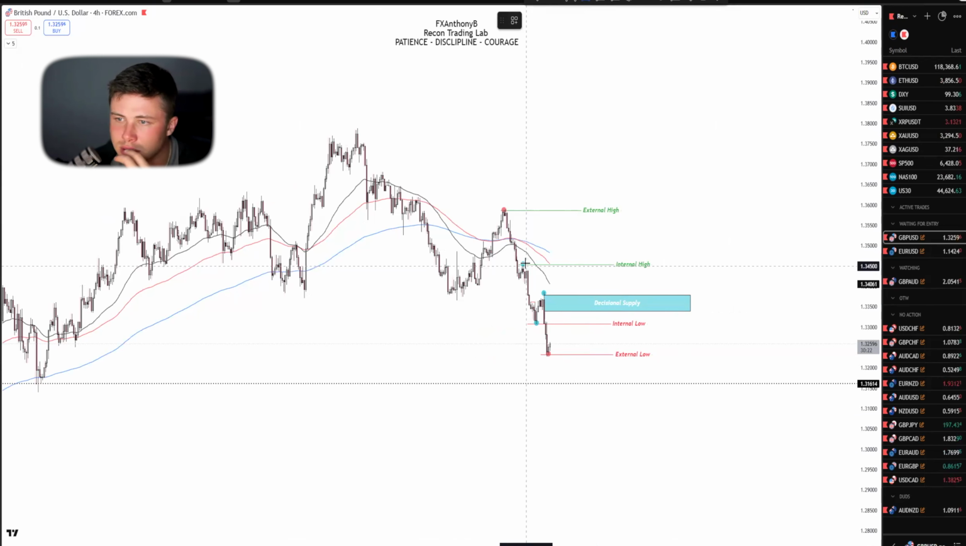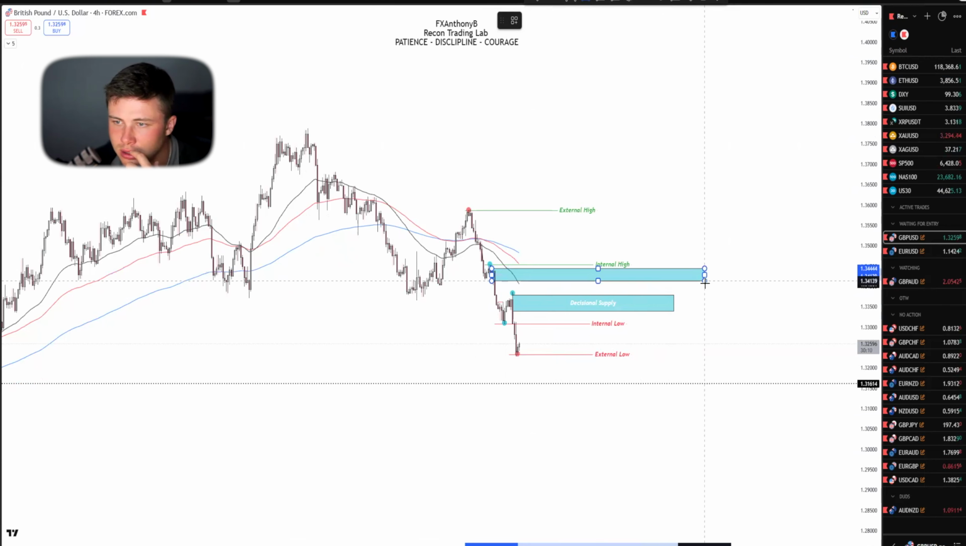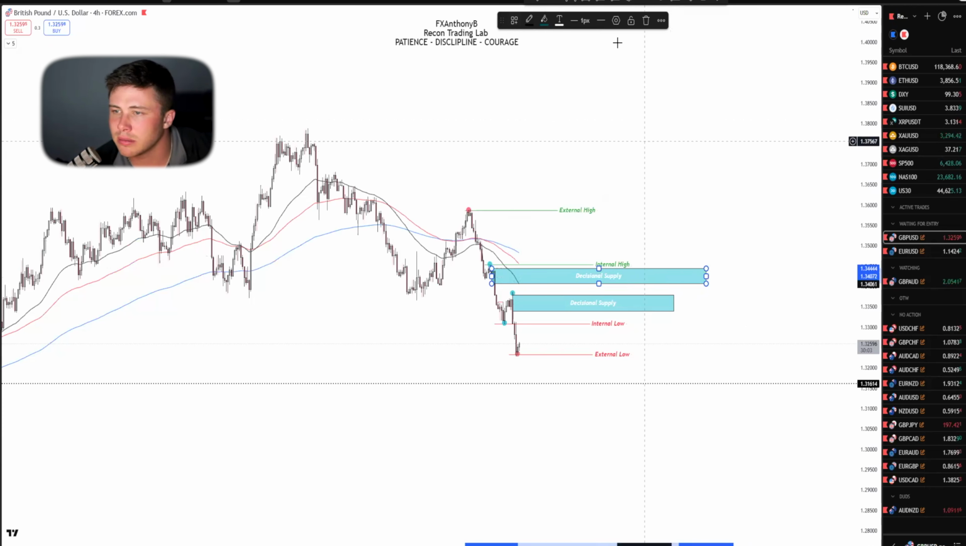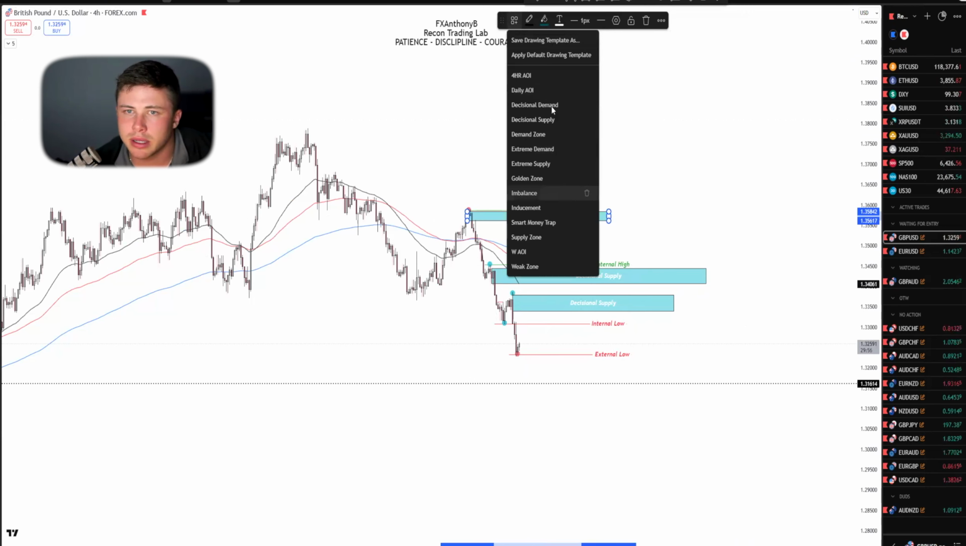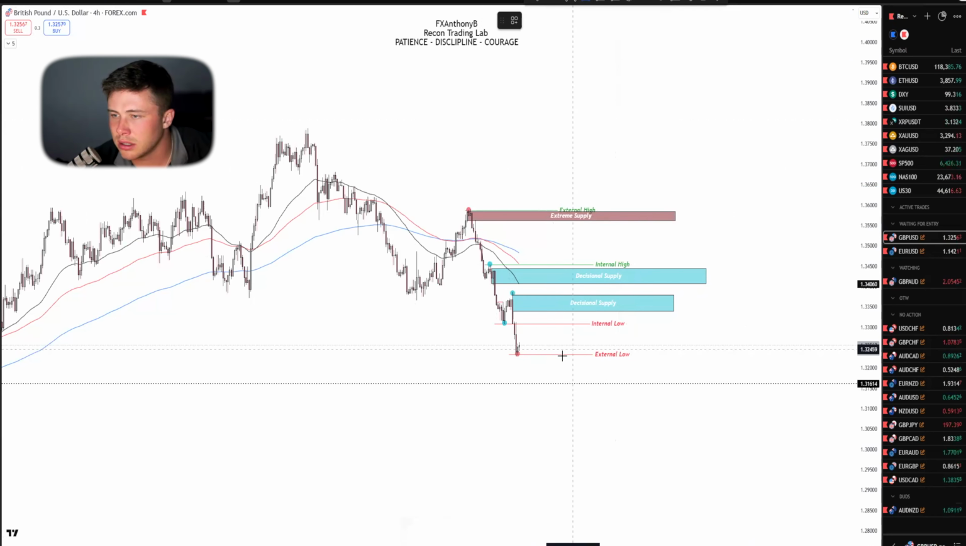I'm also going to mark this as a decisional, I think. No, I would say this would be a weak zone, but I think it's another target. And I like it as a target. So I'm going to do a decisional supply there as well. And a big candle came back and kind of ruined it. So this will be an extreme supply since this is our external high.